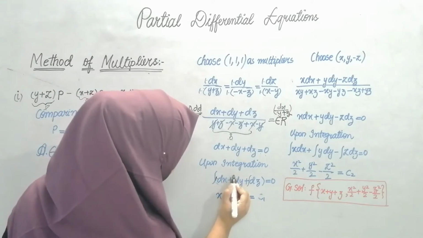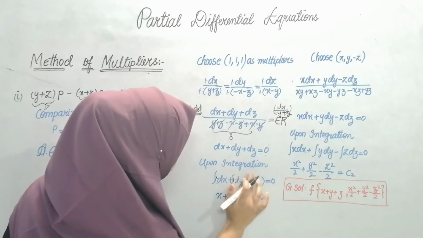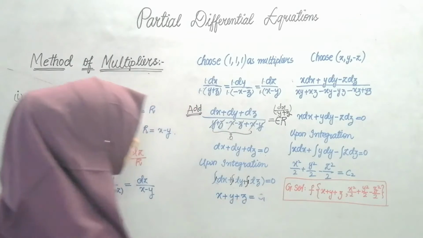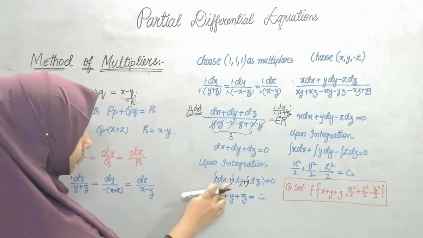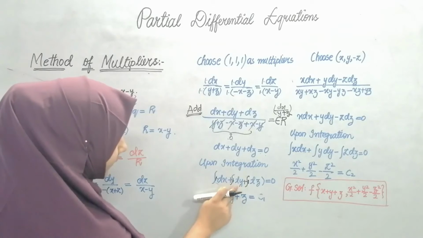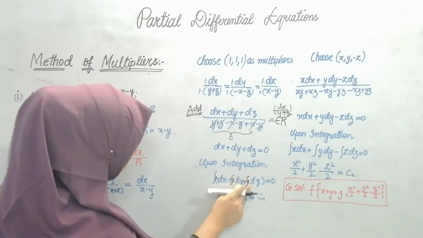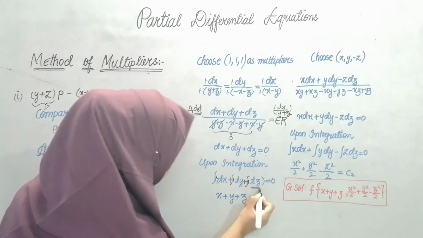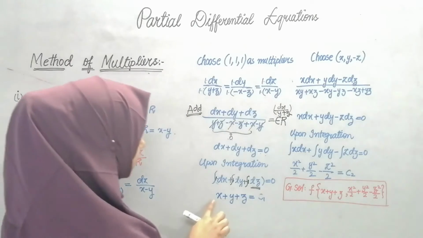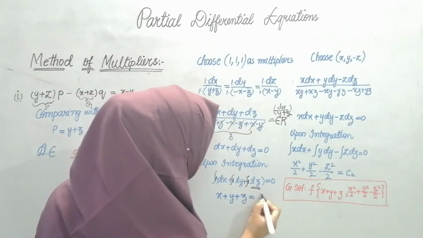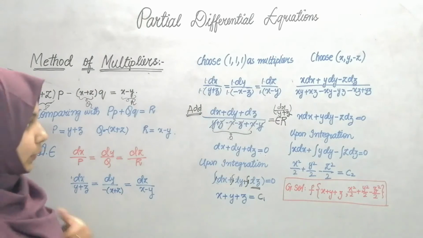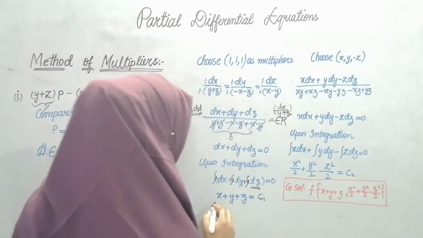Similarly, there is nothing here, so I'll consider this as 1. Here I have got only dz, there is nothing, so I'll consider it as 1. So integration of 1 with respect to x will be x. Integration of 1 with respect to y is y. Integration of 1 with respect to z is z. Clear, I guess? So this will be x plus y plus z. I need a constant, so I'll write just c1. Now I got the value of c1.